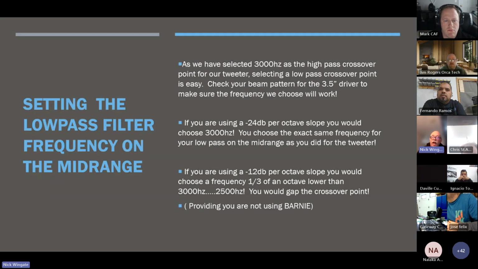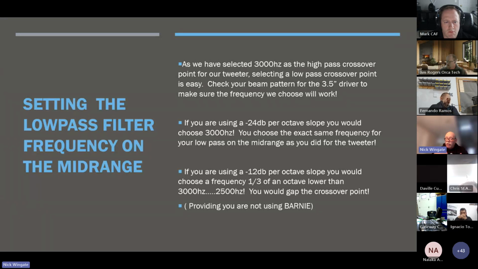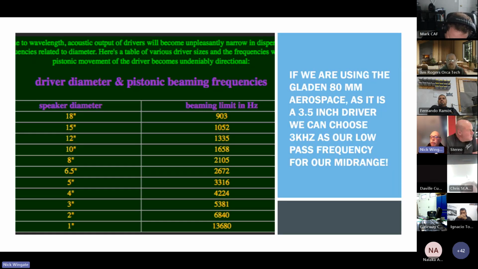This way, if you gap the crossover and you're not using Barney, what happens is if we're taking some of the energy that can build up between the two crossover points, they actually will have a plus 3 dB. They'll raise the output level at 3 dB at the crossover. If you gap the crossover, then it flattens it out a little bit, and it makes it easier to work with, and it makes it easier to phase.